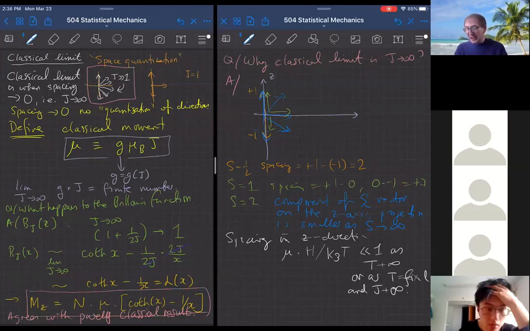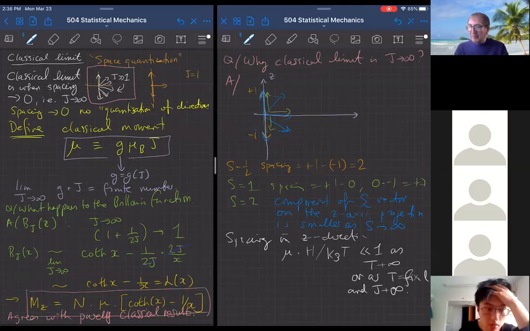But the point is that I guess I didn't really say it right. I agree with you. It's not just that the projection is getting smaller. This is really what I'm trying to say: the number of states that you can access is going to infinity because it's not quantized classically.